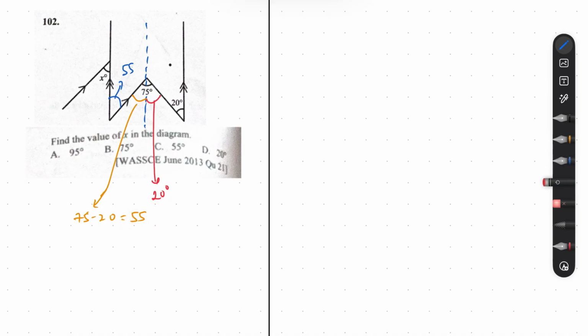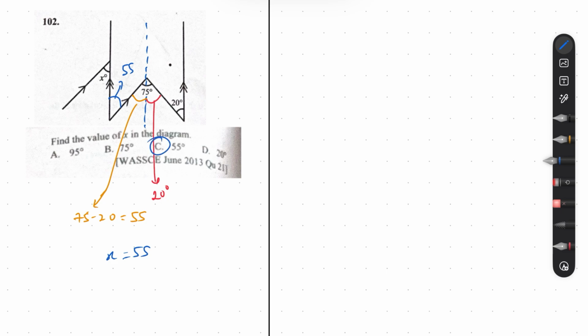This yellow angle is the same as this angle because of alternate angles. Cool. Now we can project the same thing again and say that we can have an alternate angle right here because we form a Z. So this angle will be the same as this angle, which is x. So x finally gives us what? 55. So our x is 55, which is C.